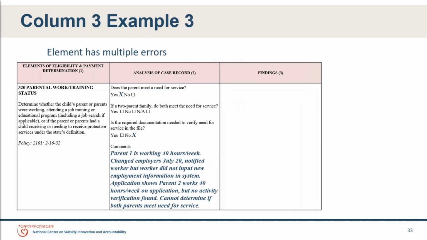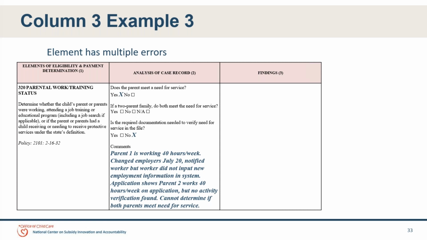One more example, this is element 320. And there's a few things going on here. Let's start from the top. Parent 1 met the need for service. The next item is blank. And for the third item, no, the required documentation was not in the file. Looking at the comments box, the reviewer described that parent 1 met the need for service, but there was a change in employers that was not input into the system. And then it says that for parent 2, on the application, the parent's working 40 hours a week, but there's no verification for it.